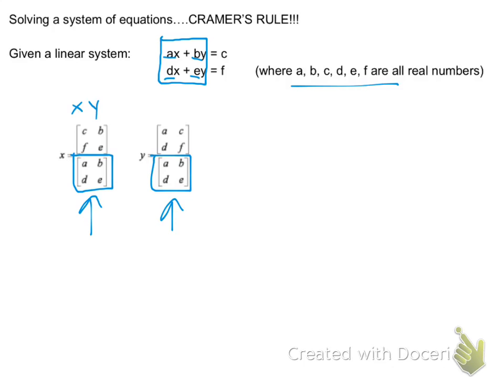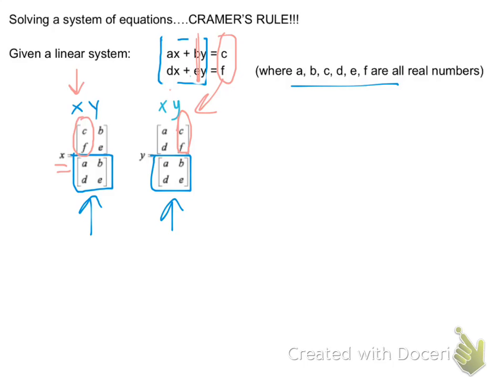For my numerator, when I'm finding my x value, I can't use the x coefficients. So in place of the x coefficients, in that x column, I'm going to put those constants. It's the same idea when you're finding the y. Again, this is going to be your x column and your y column. But when you're finding the y coordinate, you cannot use the y coefficients. So again, in the y column, you're going to put those constants.